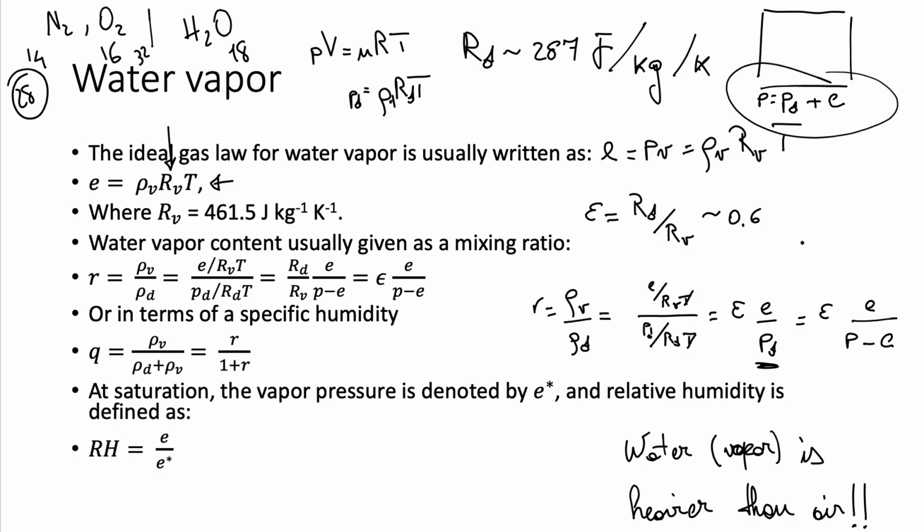One quantity that is related to the partial pressure and to the presence of water vapor is what we call relative humidity. Specific humidity here was defined as a ratio of densities. Relative humidity is defined as a ratio between two partial pressures. One is the partial pressure of water vapor, and this E star is what we call saturation vapor pressure.